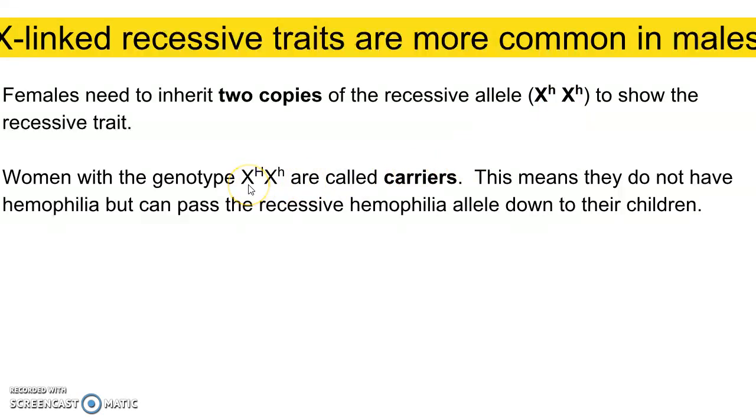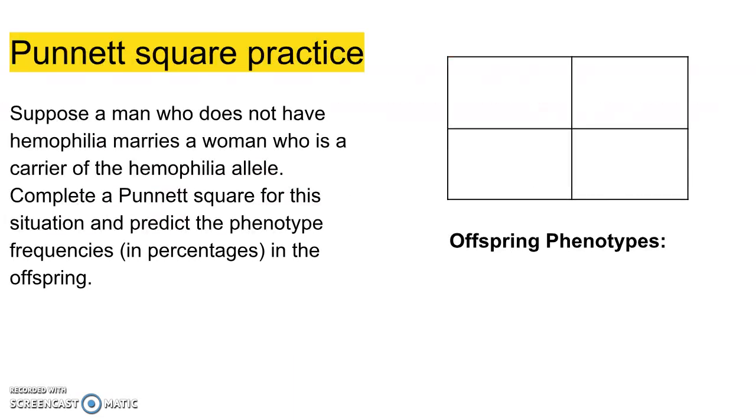Again, we call women who have a heterozygous genotype, X big H, X little h, carriers. So again, they don't have hemophilia because that recessive hemophilia allele is covered up by the normal dominant allele, but they can pass on the recessive hemophilia allele to their children. Okay. Now let's do a Punnett square problem.